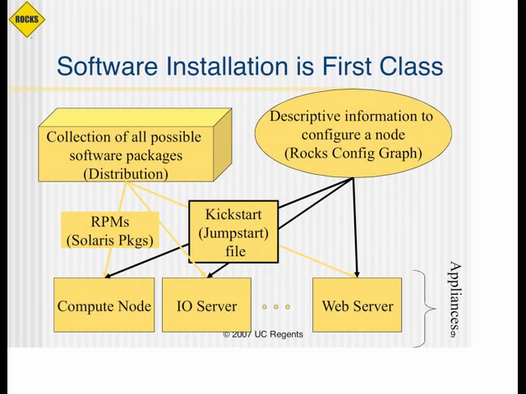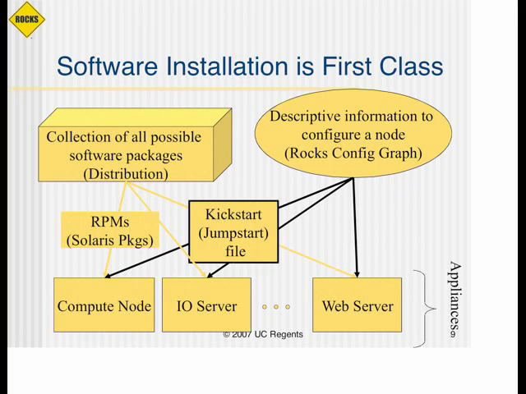So we have descriptive information. There's a lot of work that goes on in ROX, and we call this our configuration graph. And on the left side, we have the software distribution of all possible packages.